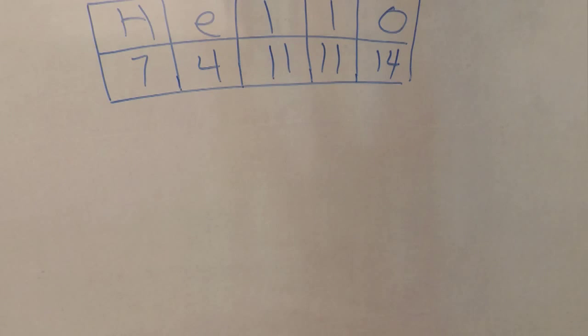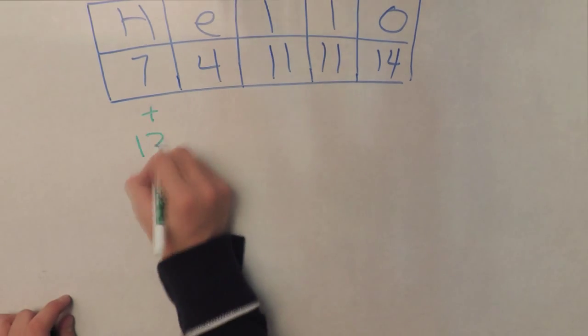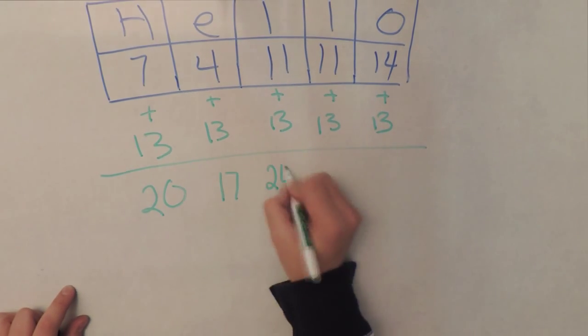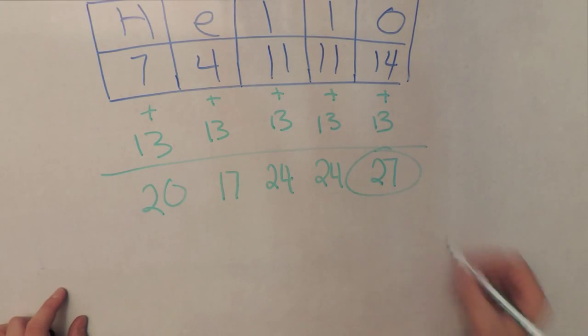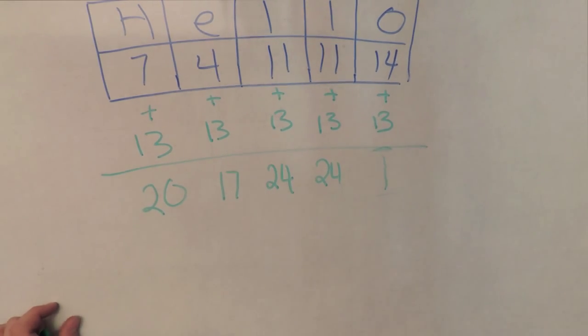Mods can also be used for B shifts when your sum is greater than 25. Let's use hello again. If we use a right B shift of 13, we would get 20, 17, 24, 24, and 27. Because 27 is not in the numerical alphabet, we can use mod 26. If you divide 27 by 26, you get a remainder of 1, or B.